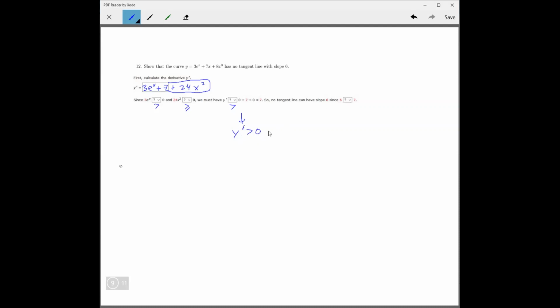Always. So it can never be 6. I'm sorry, the derivative is always greater than 7 is what this is saying. The derivative is always greater than 7, so it can never be 6, because 6 is less than 7. Okay, so that's the answer to that one.